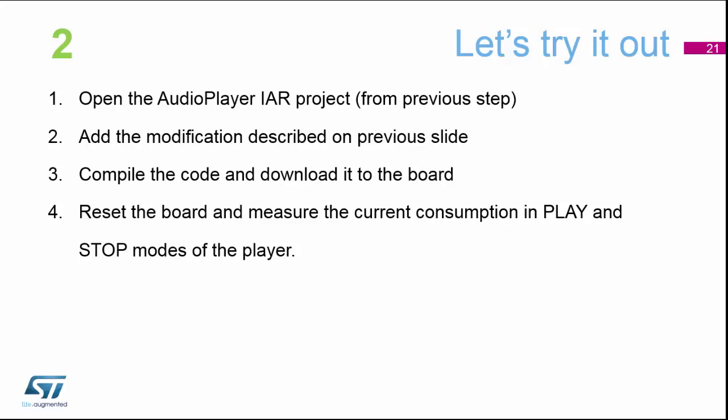So we're going to go into our IAR project where we were. We're going to add those five or six lines that we've just seen on the previous screen. I'll put them back up again in a second. And then we're going to recompile the code and try running the run and stop modes again and having a look at our current consumption at this point.